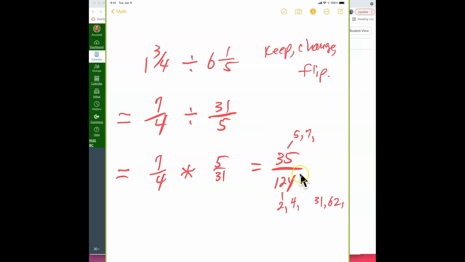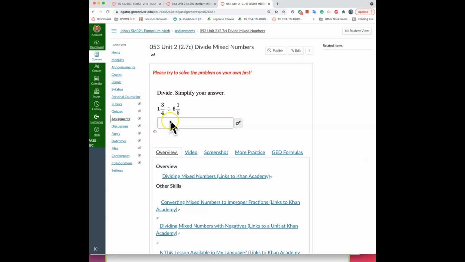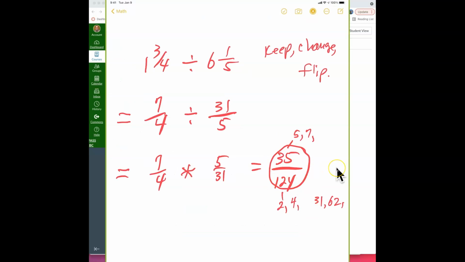But this fraction looks irreducible, and this is a proper fraction. So this would be the answer we put in at WAMAP. And this is just a picture of the WAMAP problem. But if you go to WAMAP, you can put this problem in, and you would write 35/124 as your answer, and that should be correct. All right, go ahead and try it yourself. If you get stuck, please message me from inside WAMAP.